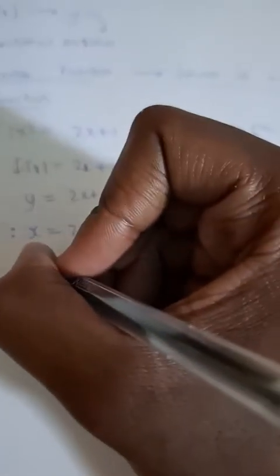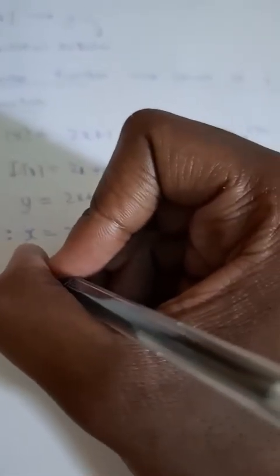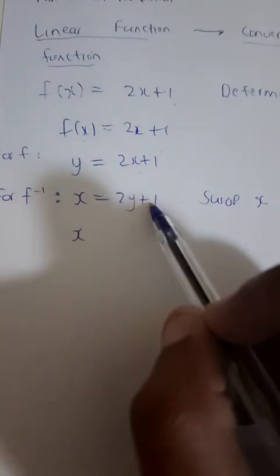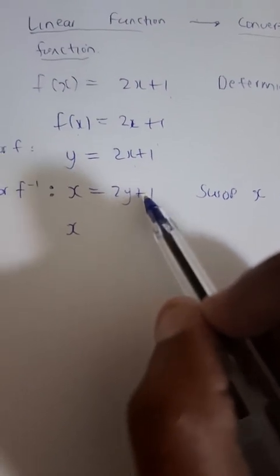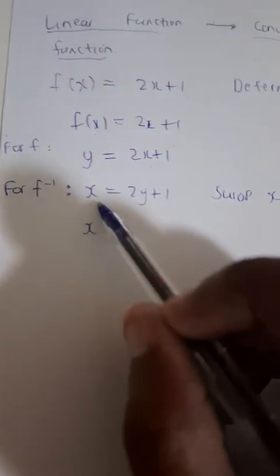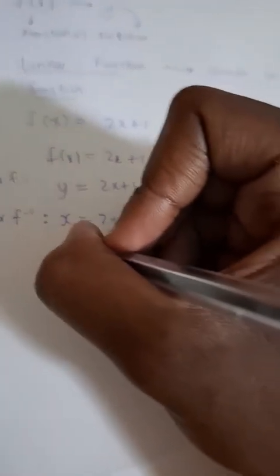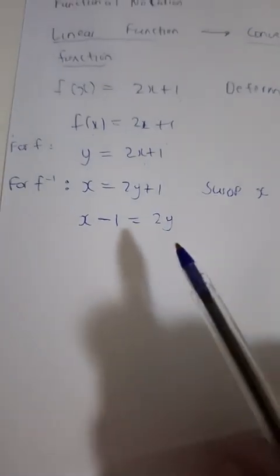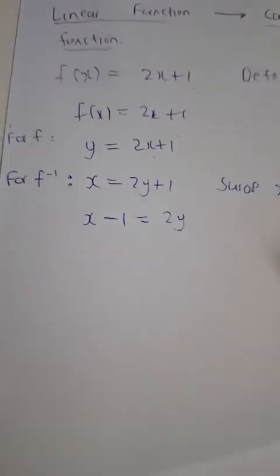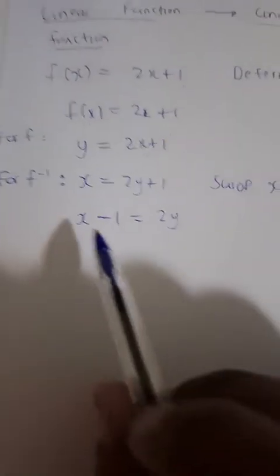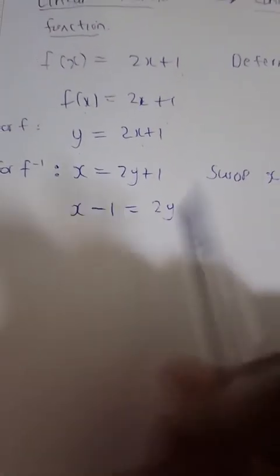So if you think about it, x is on the left. We take 2y plus 1, there are two terms. So what we do is we transpose the 1 over to the left hand side. So now we are left with x minus 1 is equal to 2y. Okay, why are we doing this? We want to make y the subject of the equation. So x minus 1 is equal to 2y.